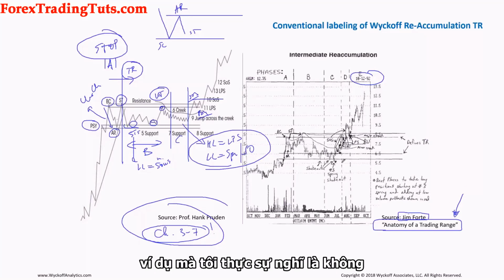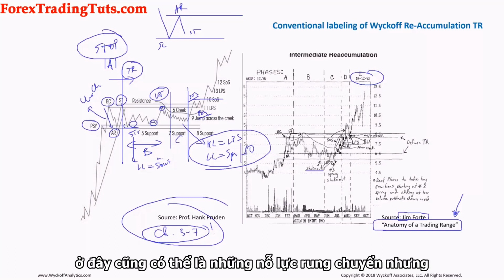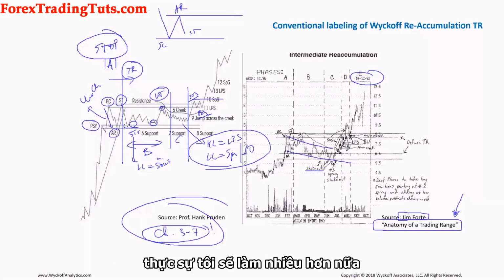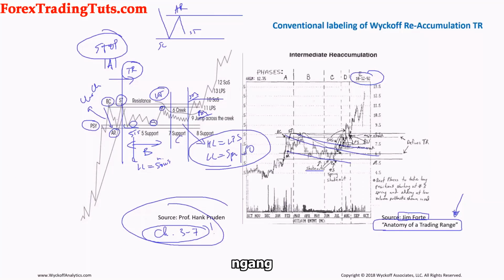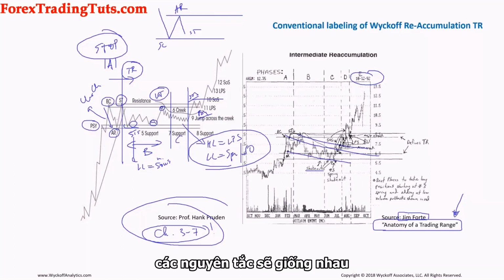And here is an example, which I actually think is not that great. So he talks about the shakeouts here. Well, maybe a shakeout attempt, but it definitely looks more like a spring. Actually, I would do more of a horizontal downsloping range like this. But the principles are going to be the same.